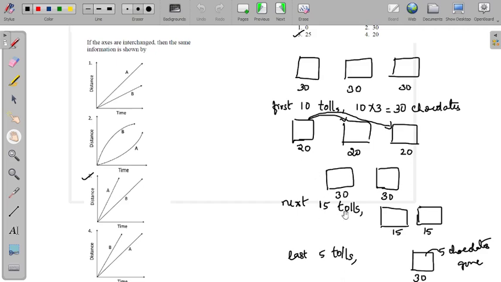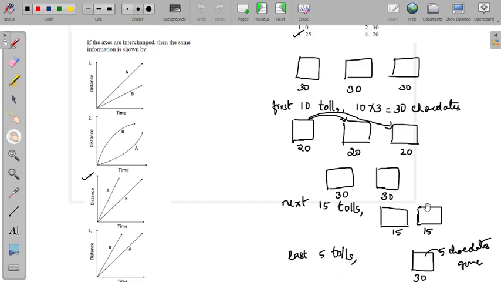Now, the next 15 toll booths. These 2 boxes will have 30 chocolates each. For the next 15 toll booths, 15 chocolates will be gone from each box, as they will take one chocolate. Therefore, 15 chocolates will be gone, so we are left with 15 each. Now, 10 plus 15, 25 toll booths done. Now only the last 5 toll booths will remain.